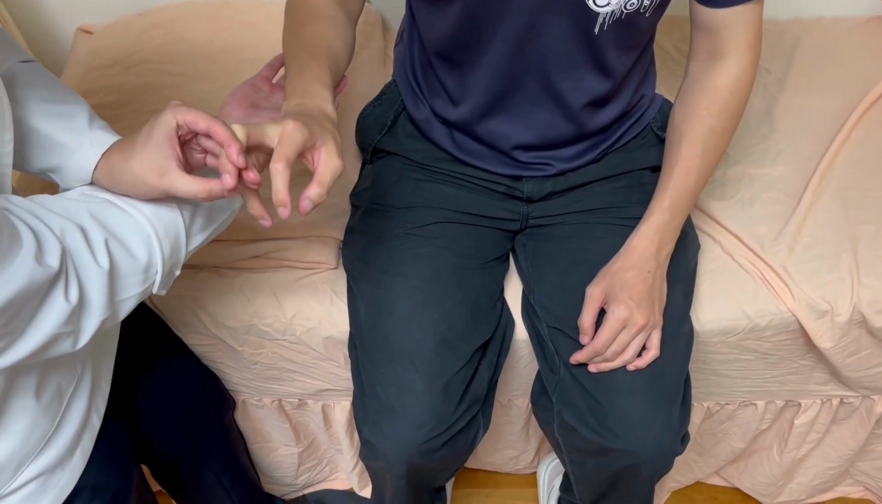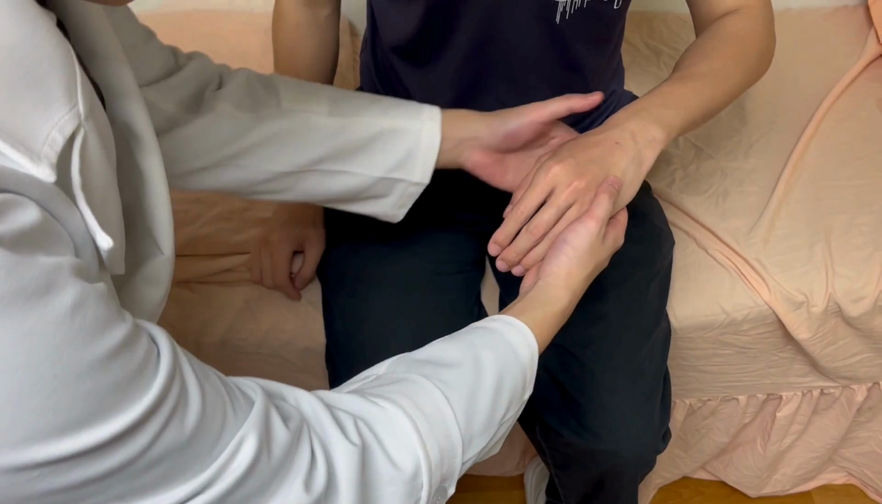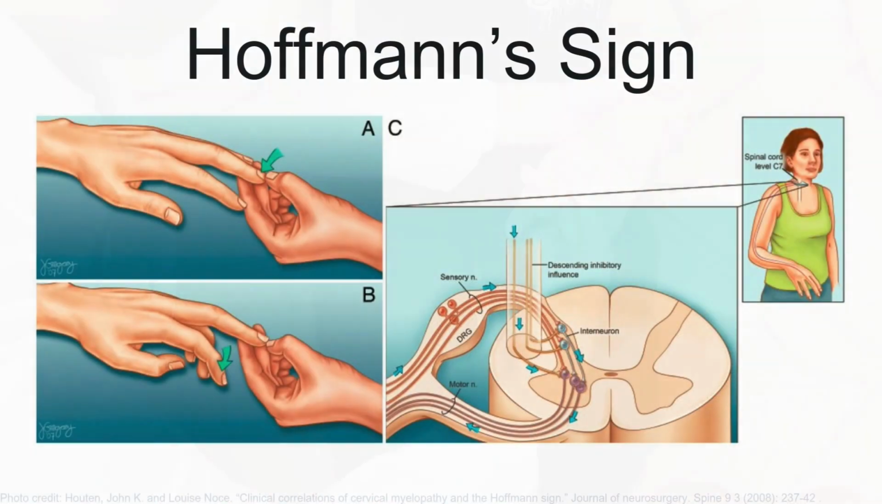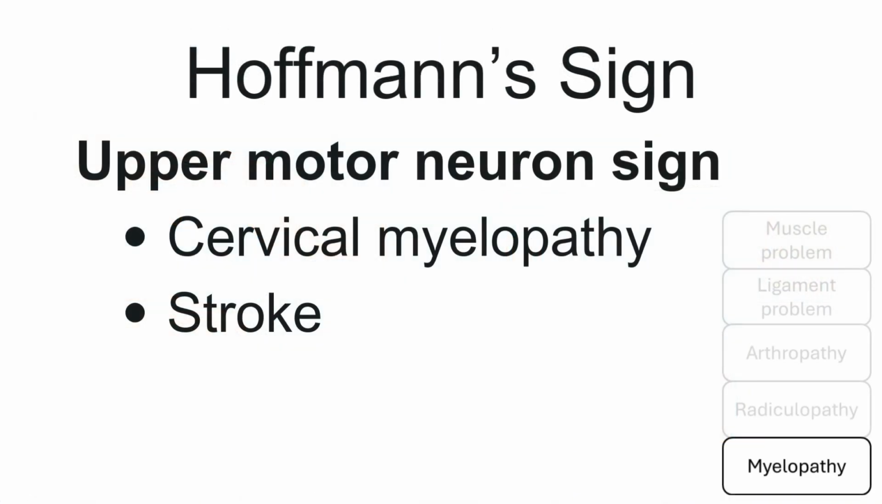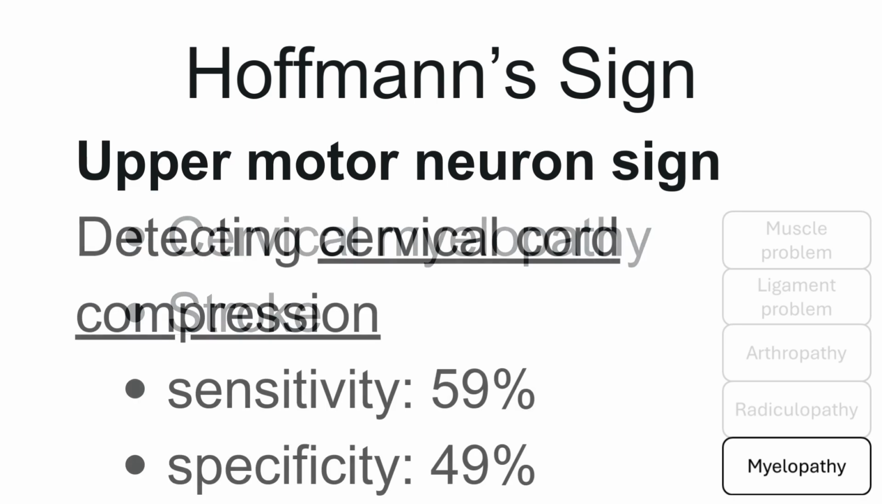Now, let's explore 2 tests for assessing cervical pathology. First, the Hoffman sign. To perform Hoffman sign, flick the patient's middle fingernail downward and watch their hand closely. A positive Hoffman sign is when you see involuntary flexion of the thumb and index finger. This indicates an upper motor neuron sign, often seen in conditions like cervical myelopathy or stroke. Hoffman's sign has a sensitivity of 59% and a specificity of 49% for detecting cervical cord compression.